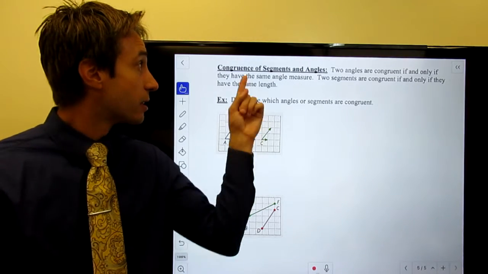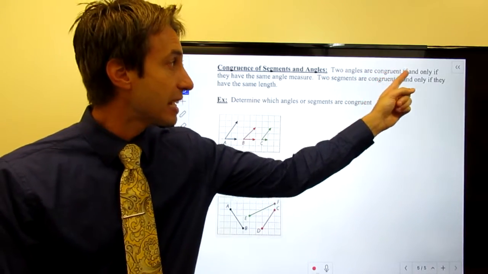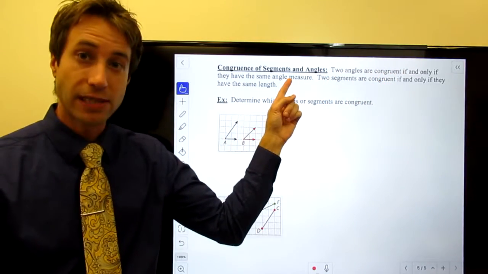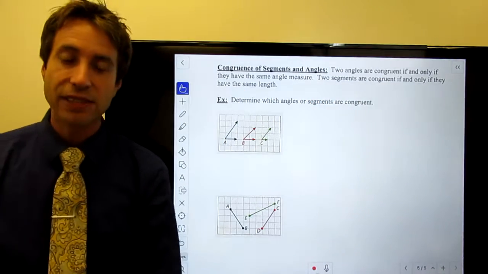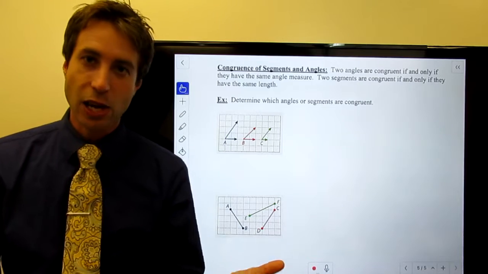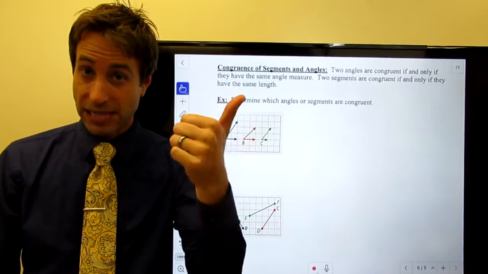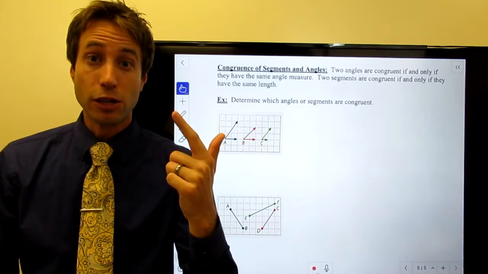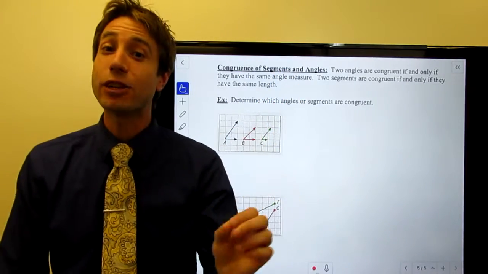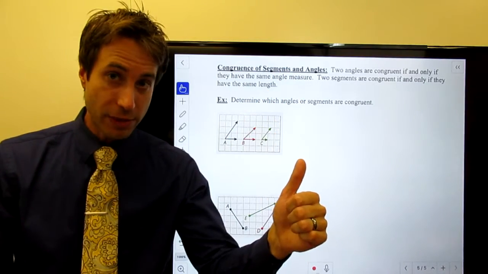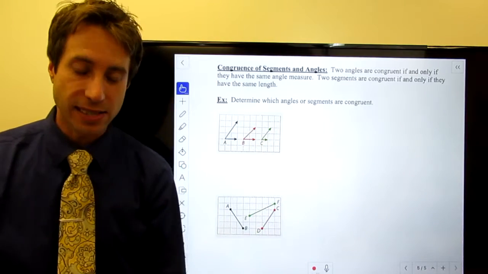And here it is: congruence of segments and angles. Two angles are congruent if and only if they have the same measure. Two segments are congruent if and only if they have the same length. Guys, that should make perfect sense, right? Remember, congruence is same measure, same shape, same length, same shape. So all we need to do to show that two figures are congruent is that all the angles have to be the same and all the lengths of the sides have to be the same.